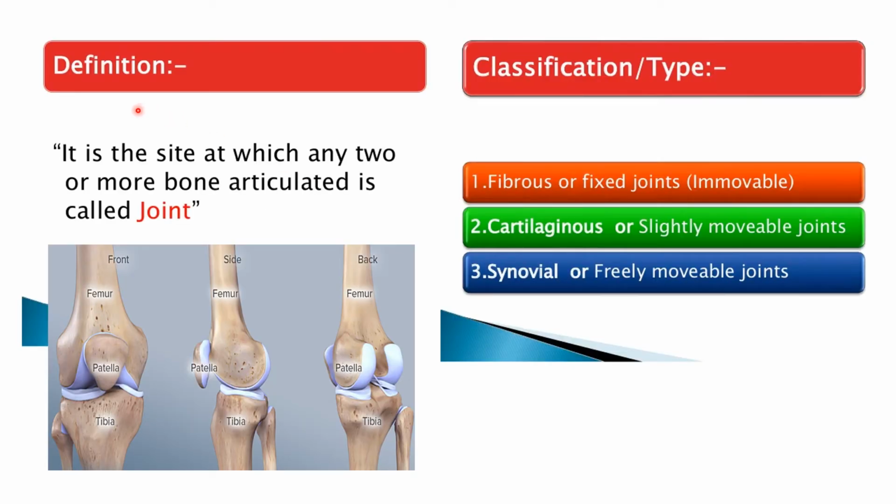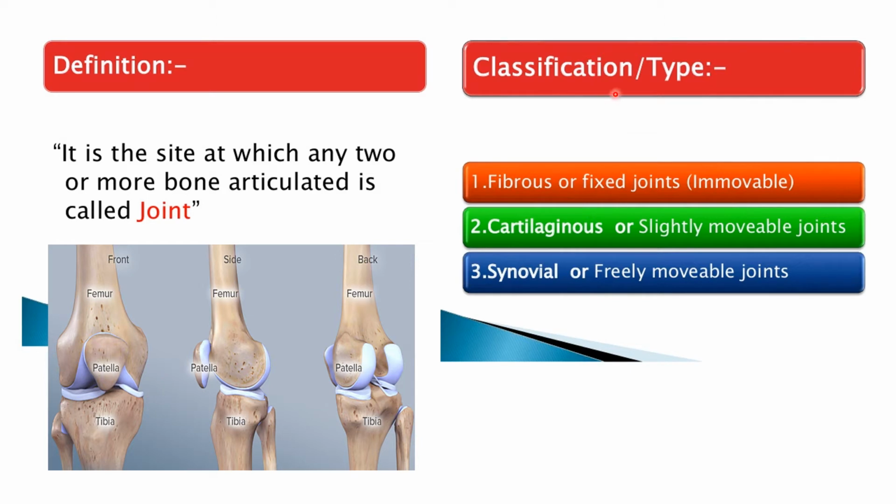First, let us understand the definition of joint. It is a site at which any two or more bones articulate, and is called a joint. As you can see over here, this is an example of the knee joint, where three bones articulate with each other and form a knee joint.